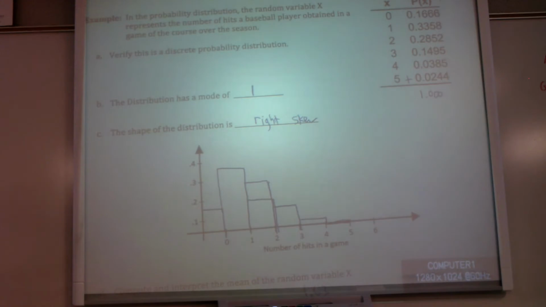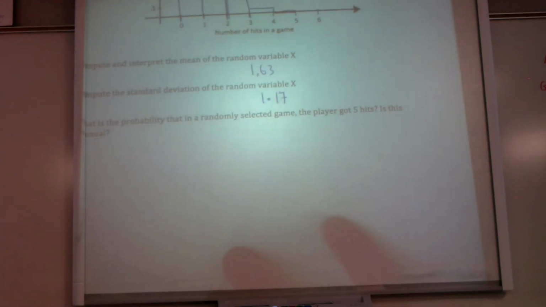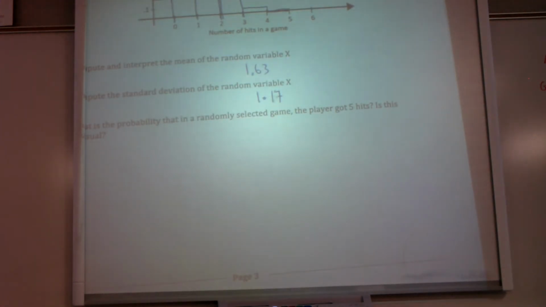Now, how we interpret that is that if we were to look at many, many, many baseball players, the average of all of those is 1.63. Put that down here. But that's going to fluctuate. Our standard deviation, the average distance from the mean, is 1.17, so it could be higher, lower. Obviously, you can't get lower than 0, but that gives us an idea of what to expect in the long run.